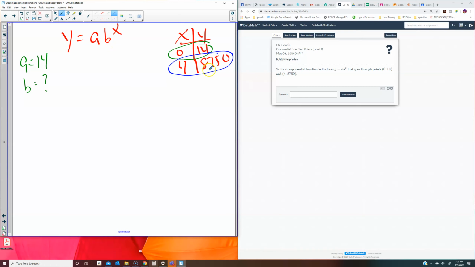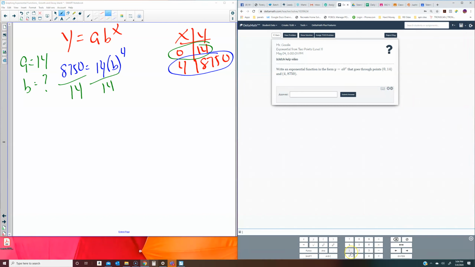So what do I mean? So we know that a is 14. We don't know what b is, but we know when we put this x value of 4 in, we got 8,750. Right? Now we could solve and figure out what this b is. Now the way to do that is here. We're going to divide by 14.